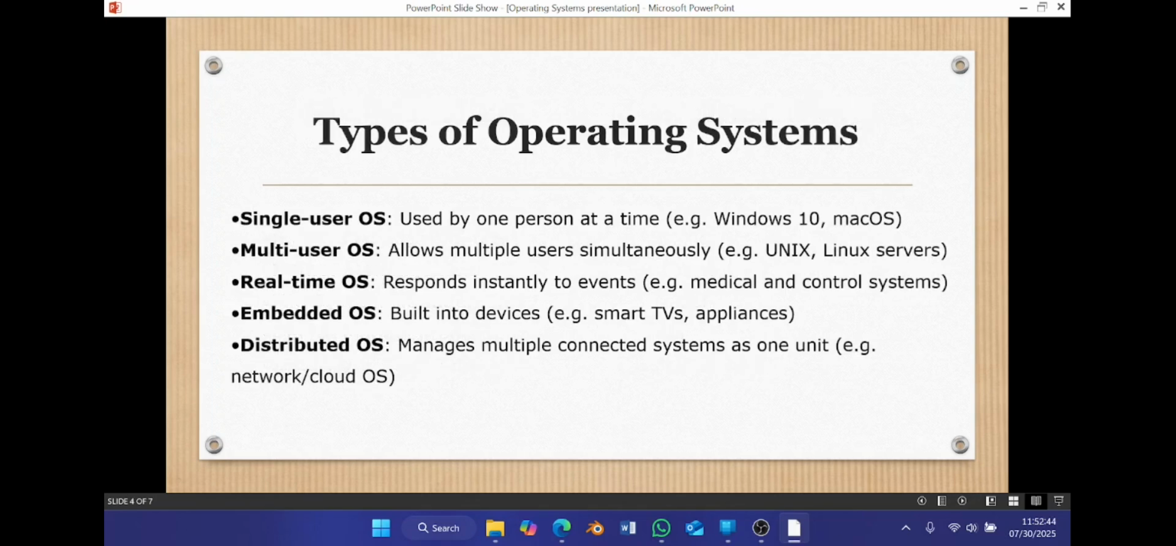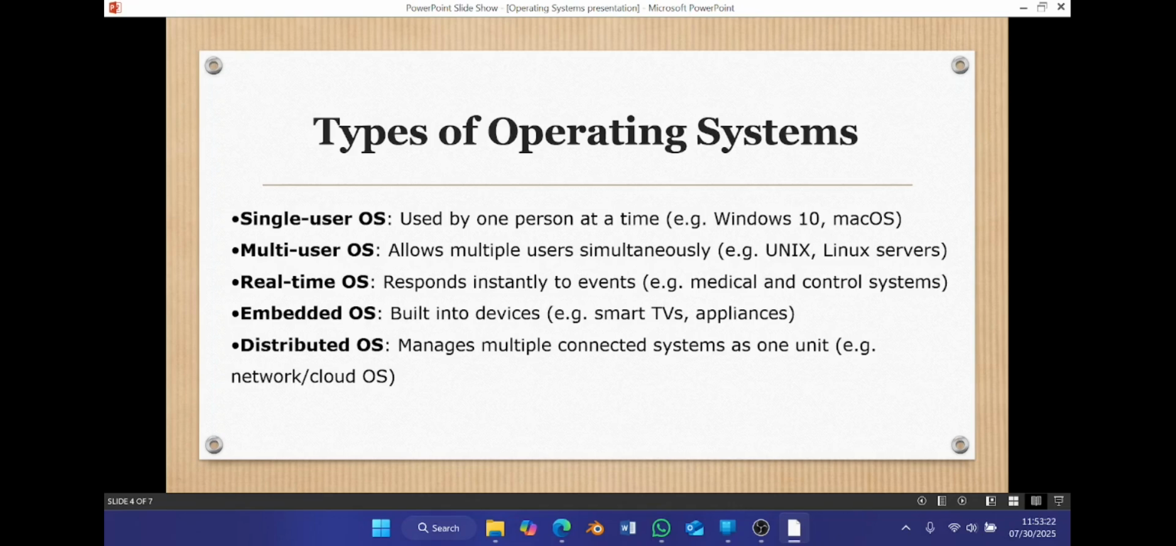Next we have types of operating systems. There are many types of operating systems used currently in the world, and the ones I have are listed here. Number one, we have single user operating systems. These are operating systems which are used by one person at a time. For example, Windows 10, Windows 11, Windows 7, and also Mac operating systems.